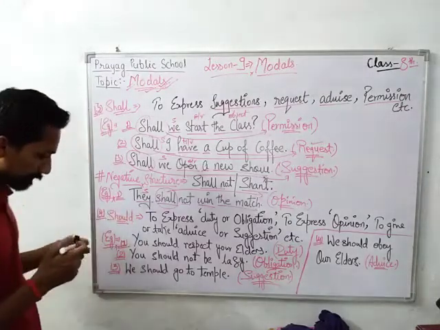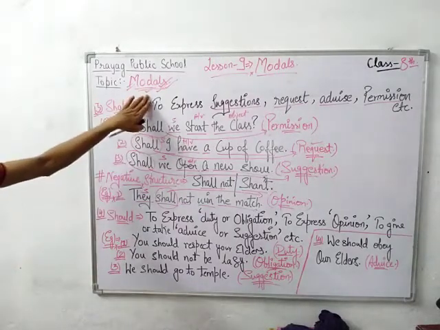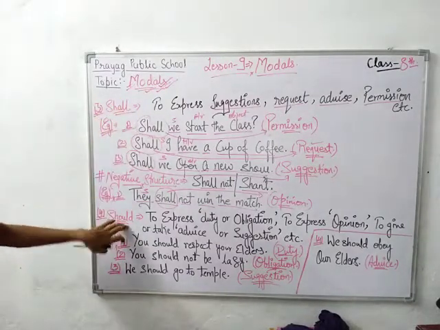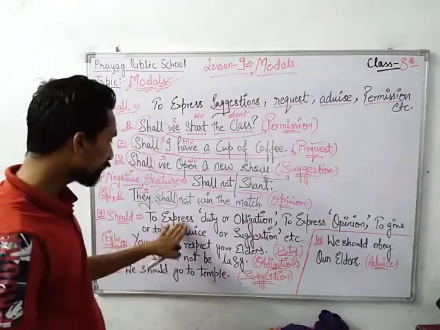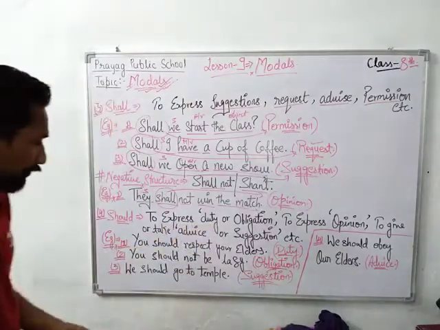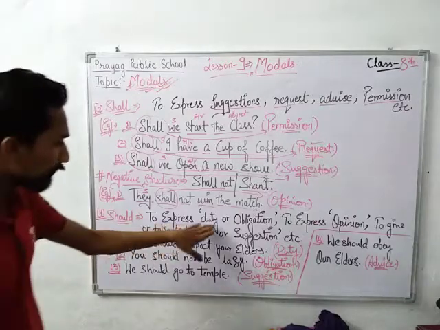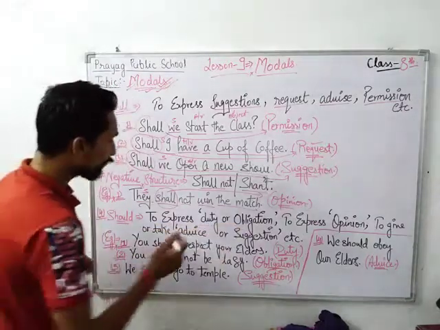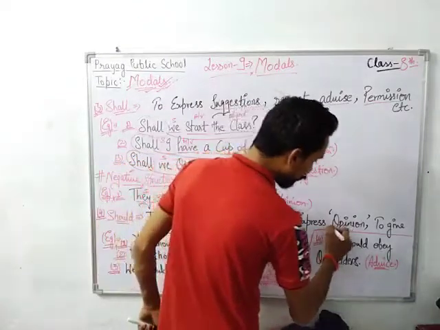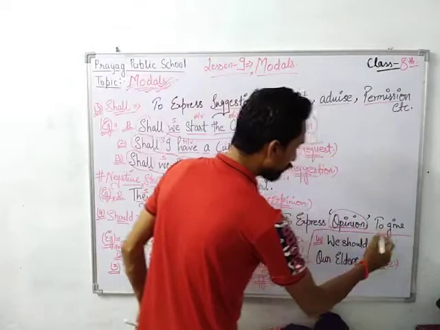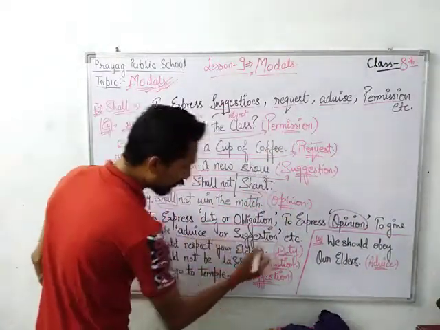Now the fourth kind of model is should, which is the past form of shall. So what are its functions? Let's see. First, it expresses duty or obligation. Second, to express opinion, and to give or take advice or suggestion.